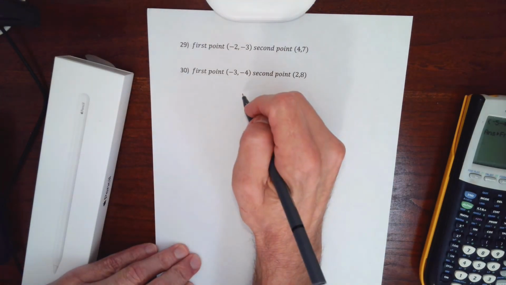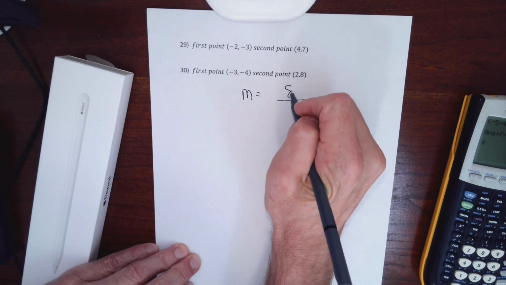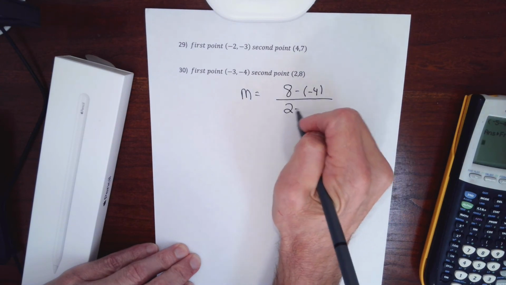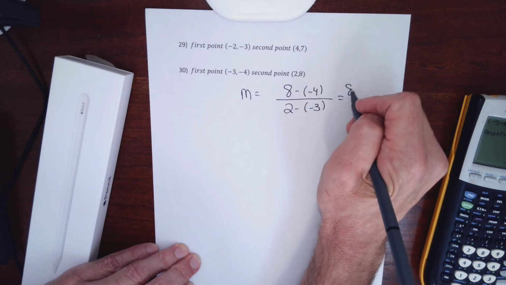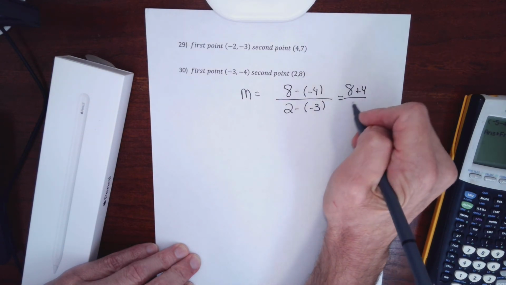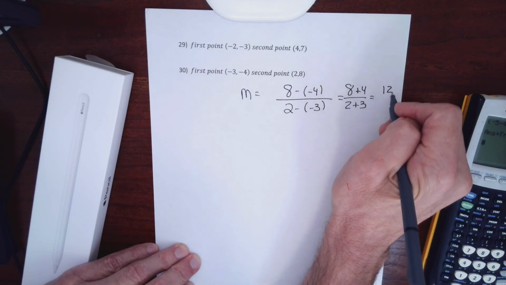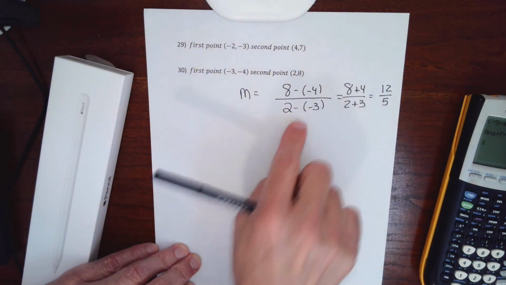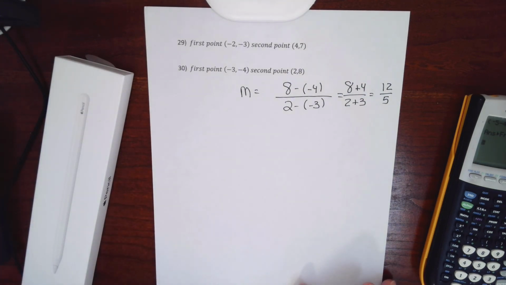Problem 30, same deal. Just asked to find the slope of a line, and I'm given the second point and a first point. To find the slope of a line, if you know the second point and the first point, it's just y-coordinate of the second point minus y-coordinate of the first point divided by x-coordinate of the second point minus x-coordinate of the first point. Had some double negatives going on here. I think I should get 12/5 for an answer. Both my double negatives turned positive. Numerator came out to 12, the denominator came out to 5. So the answer to 30 is the slope is 12/5.